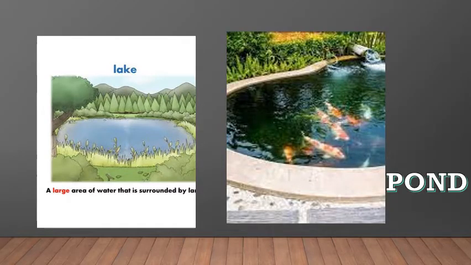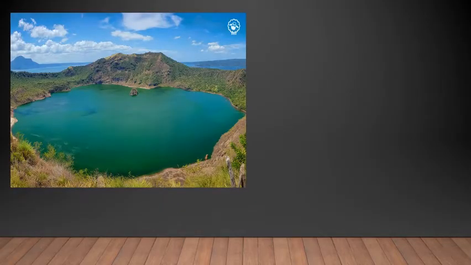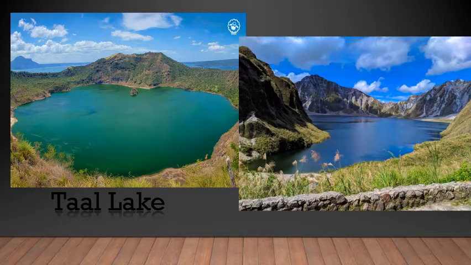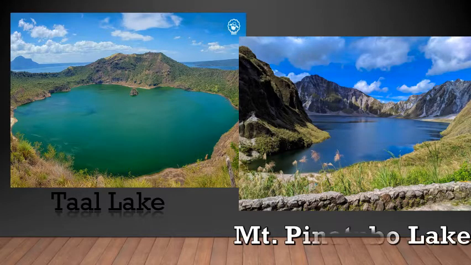And this is an example of a pond. Some lakes were once volcanoes. They were formed when craters of dead volcanoes are filled up with rain. Do you know that Taal Lake is from the crater of Taal volcano? So this is the Taal Lake. Another example of lake is Mount Pinatubo Lake. It was formed after the eruption of Mount Pinatubo.